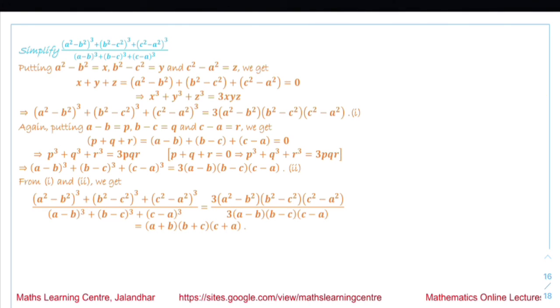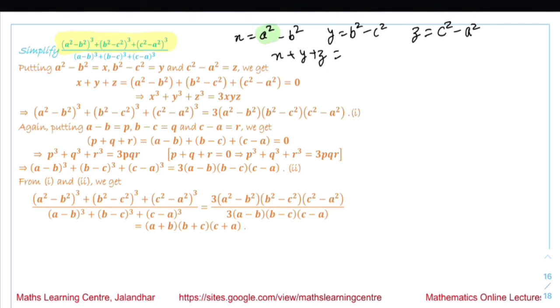Now this is the last question of this exercise, this lecture and this chapter. It is given that we have to simplify this expression, and if we look at the numerator part over here, suppose I put x is equal to a square minus b square, I put y is equal to b square minus c square, and z is equal to c square minus a square. So what I will get is x plus y plus z, and I will calculate this value.